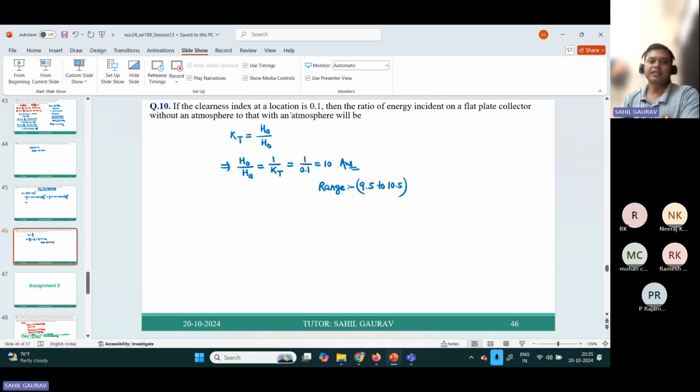Now in the next problem, if the clearness index is 0.1, what is the ratio of energy incident on a flat plate without an atmosphere to that with an atmosphere? So we know that clearness index is H upon H naught, and they're asking about H naught upon H. So it is the reciprocal of clearness index. So it is 10. The answer is 10.